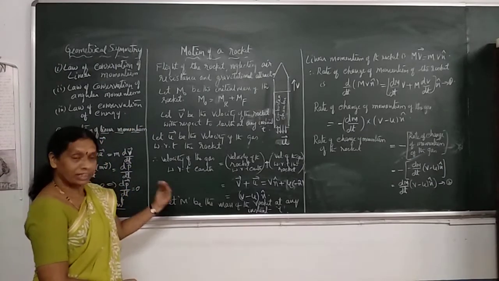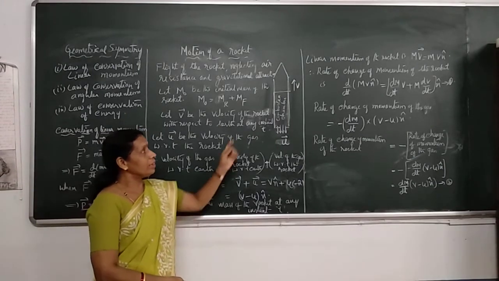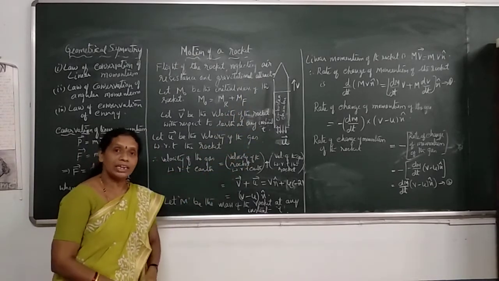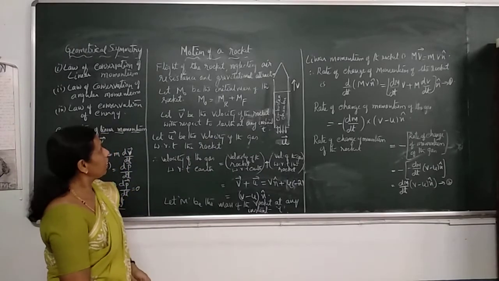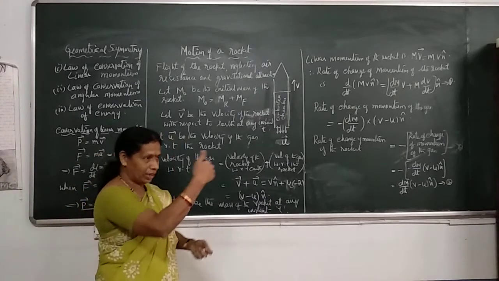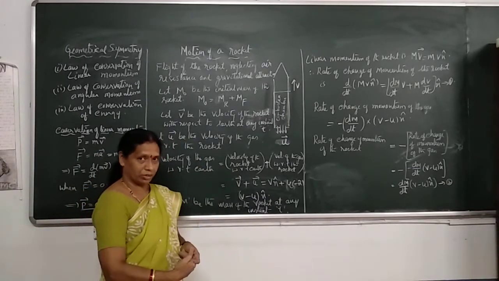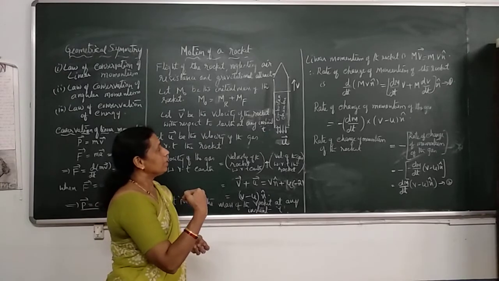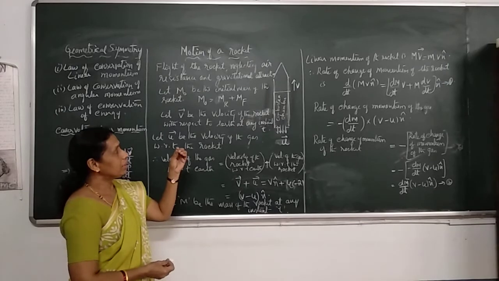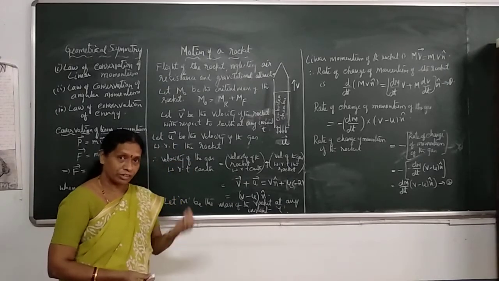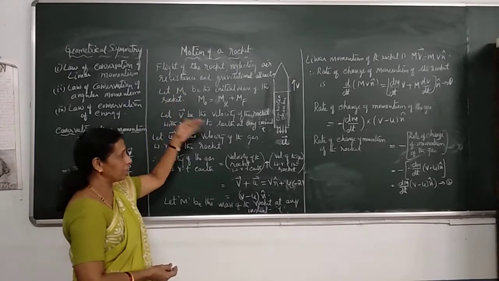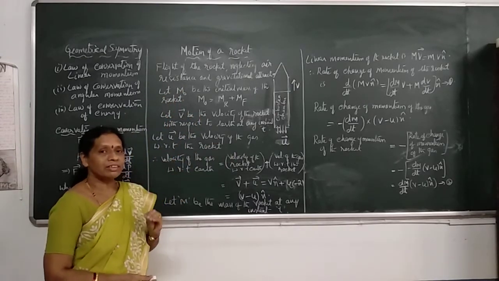Now let us find the expression for the final velocity of a rocket using the law of conservation of linear momentum. Here we have a rocket. It is assumed that the rocket is moving upward and the gases are escaping in the downward direction. It is also assumed that the air resistance is negligible and the gravitational force of attraction is also negligible.